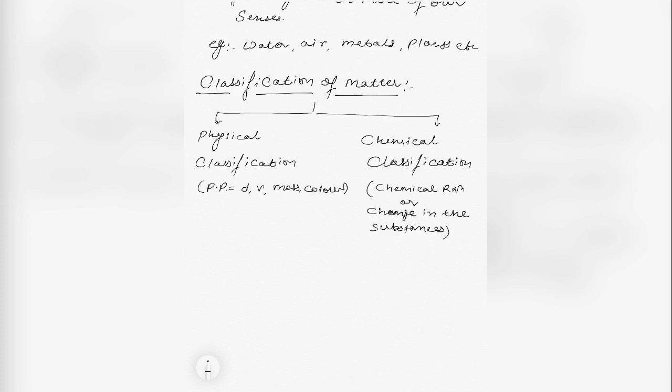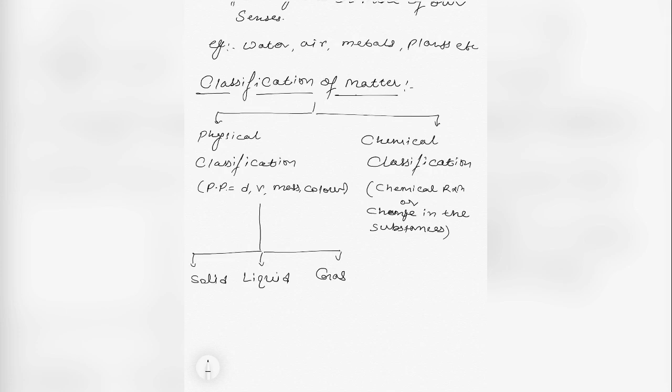So let's discuss the very first, physical classification. Physically, we can classify all matter based on their physical properties as solid, liquid, and gases. This is the primary state of any matter: solid, liquid, and gaseous.